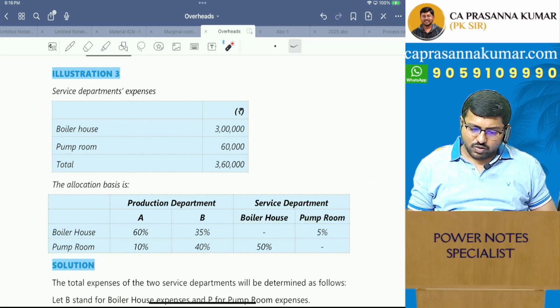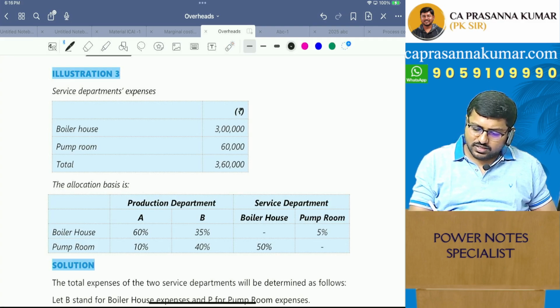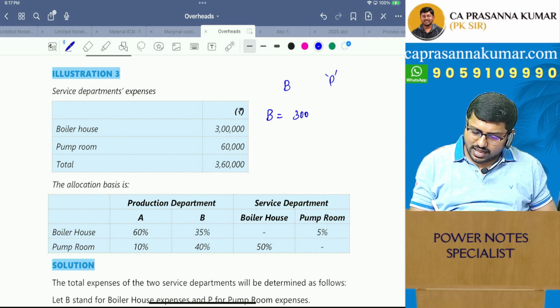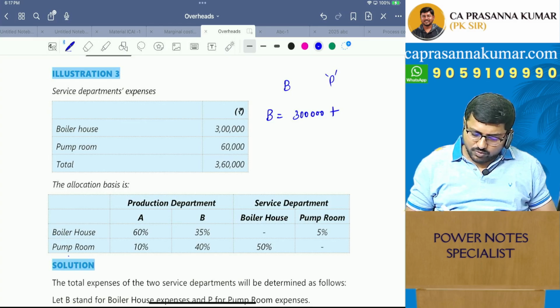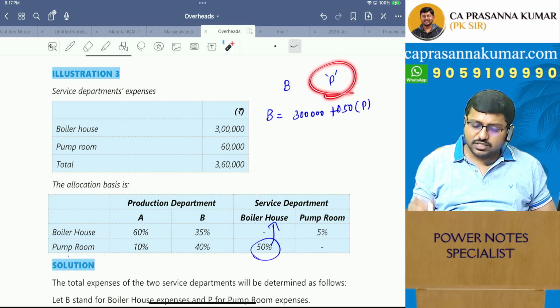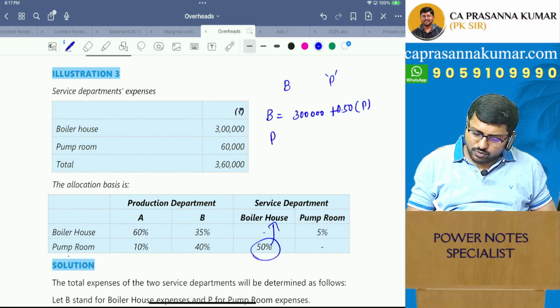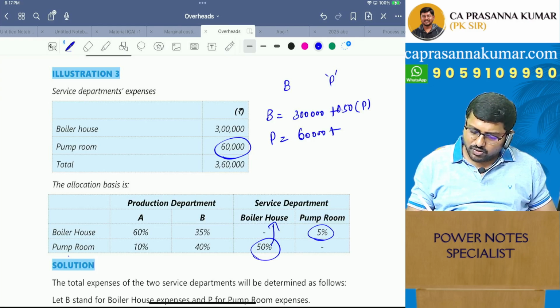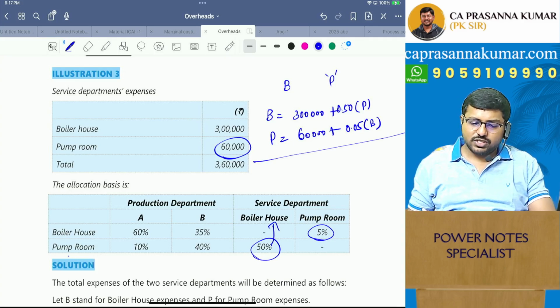Okay. Now, let me solve it here itself. Let B stand for boiler house expenses and let P stand for pump room expenses. So B is equal to, what is the boiler house expense? 3 lakhs plus pump room is giving 50% to boiler house. So therefore 50%, which is nothing but 0.50 of pump room expenses, because I've presumed that P is for pump room expense. Now pump room expenses P is equal to already 60,000 plus pump room is getting how much? 5% from boiler house. So 5% means 0.05 into boiler house, which is B. Now you solve these two equations, you will be able to get the answer.